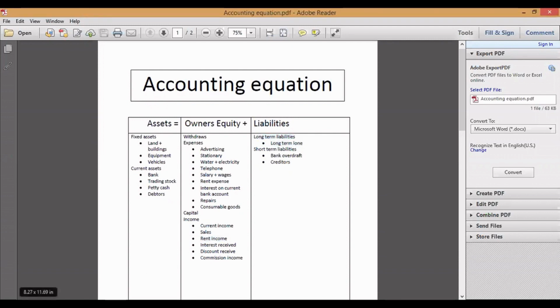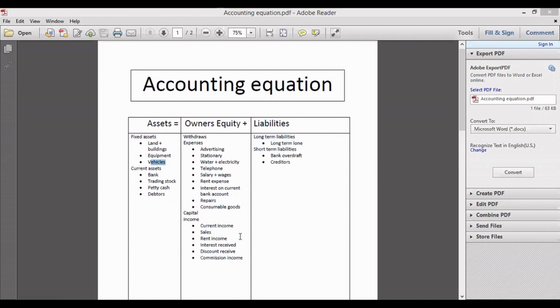The next one, a vehicle. A vehicle costs a lot of money. It helps your business to reach its goals, and as you can see when you look at the accounting equation, it's a type of fixed asset, and vehicles are right over there. That's why you will classify it as an asset.